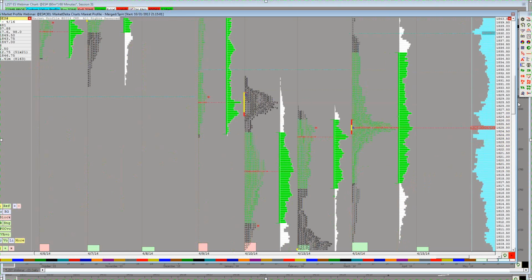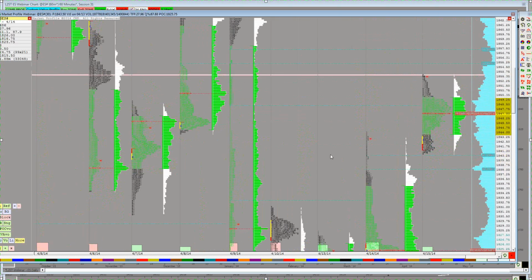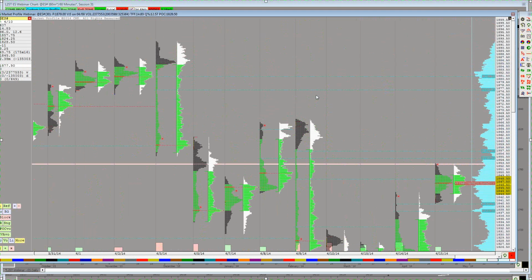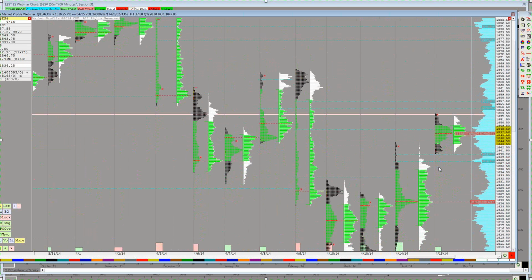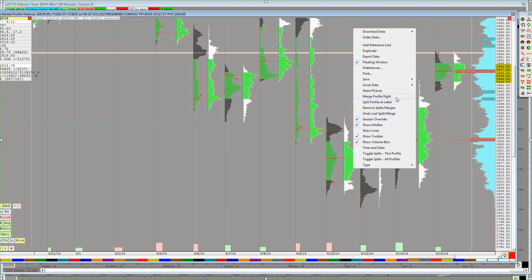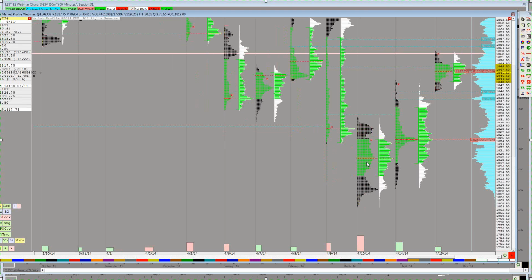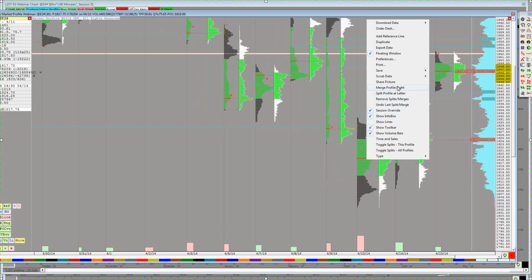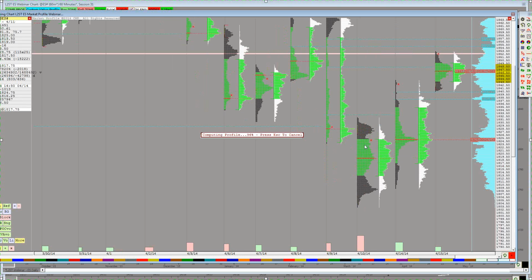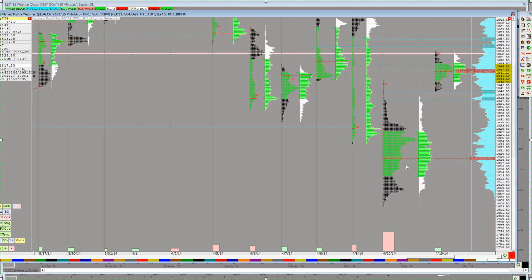Even if I do see overlapping value, these are daily profiles. I've got to merge them together myself, like right click, merge profile. And even then, it's only going to start wherever that day started. It's not really where balance started, that balance area down there. So it's not the truest reflection of value and balance.